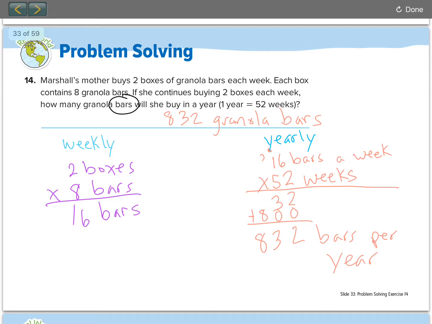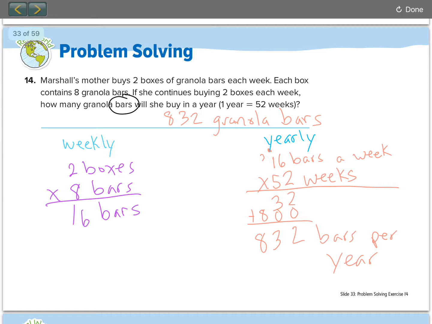Now, there are 52 weeks in a year, so I need to multiply 16 times 52 in order to find out how many granola bars for the year. So I start in the ones column. I'm going to multiply 16 times 2, and that's 32. I place my 0 below the 2 in the ones column before I multiply 16 times 5. 16 times 5, 5 times 6 is 30. I put my 0 and carry my 3.